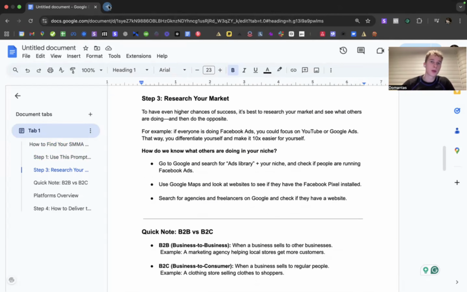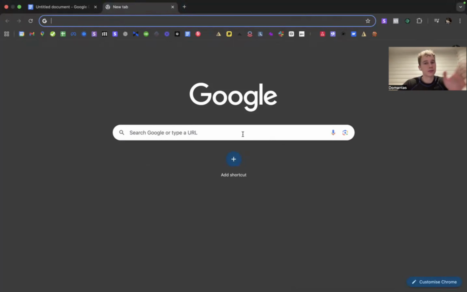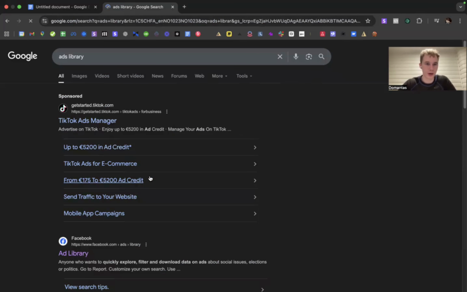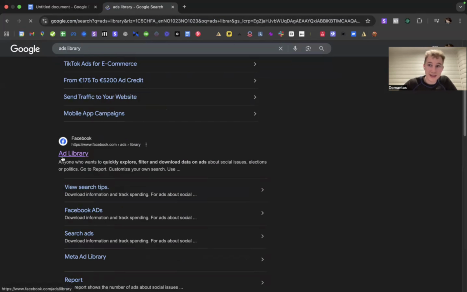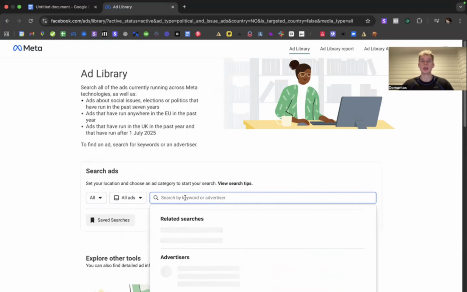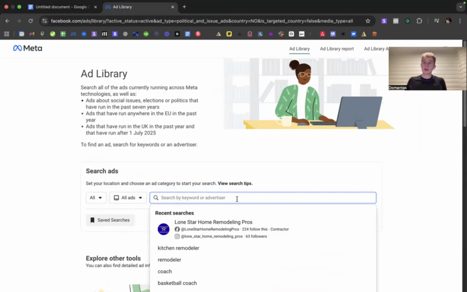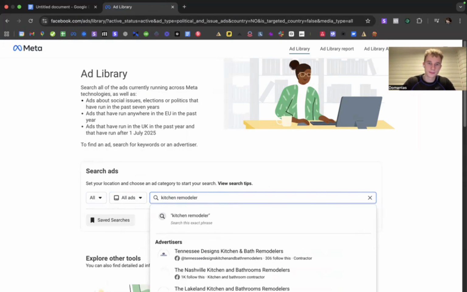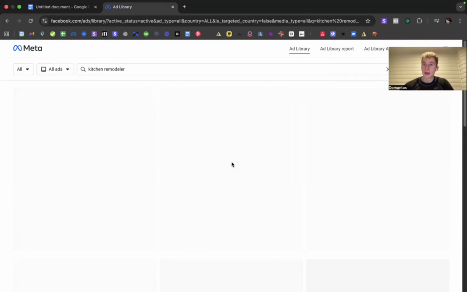So, first strategy, what we can do is go to Google or Safari, doesn't matter, and search for ads library, right? And you go to Facebook ads library. And we choose all ads. And then let's say my niche is kitchen remodeler, right? And then we search.